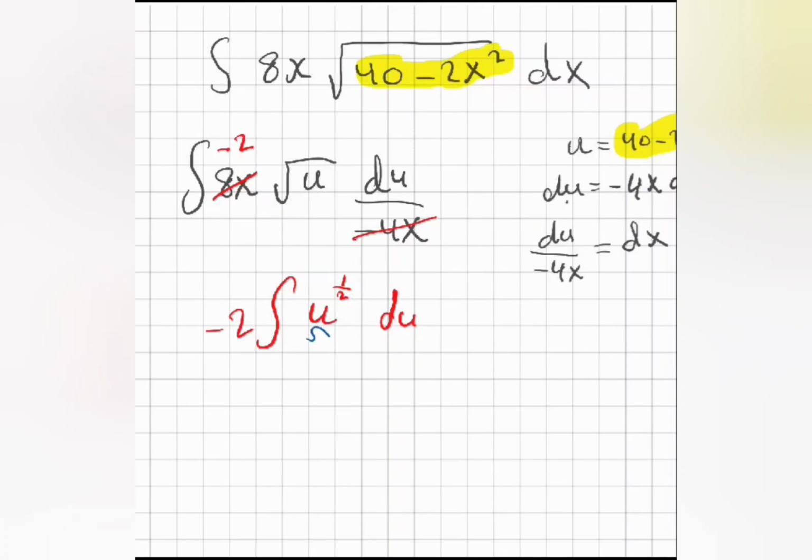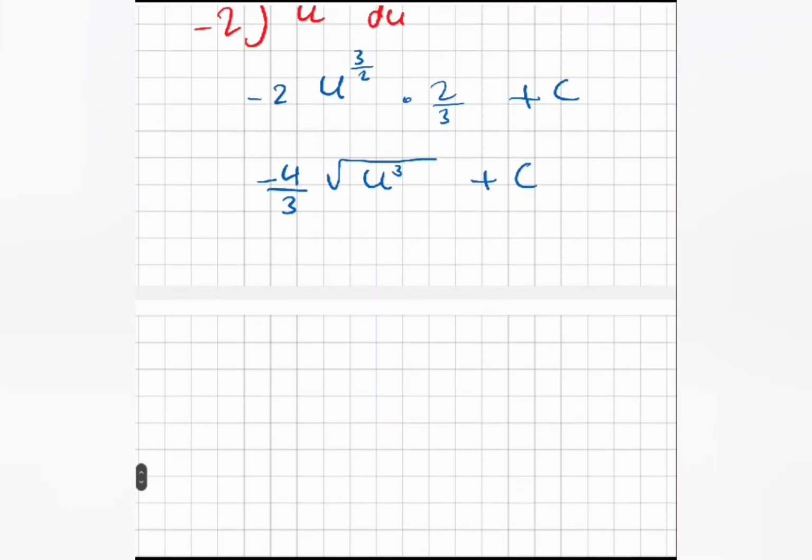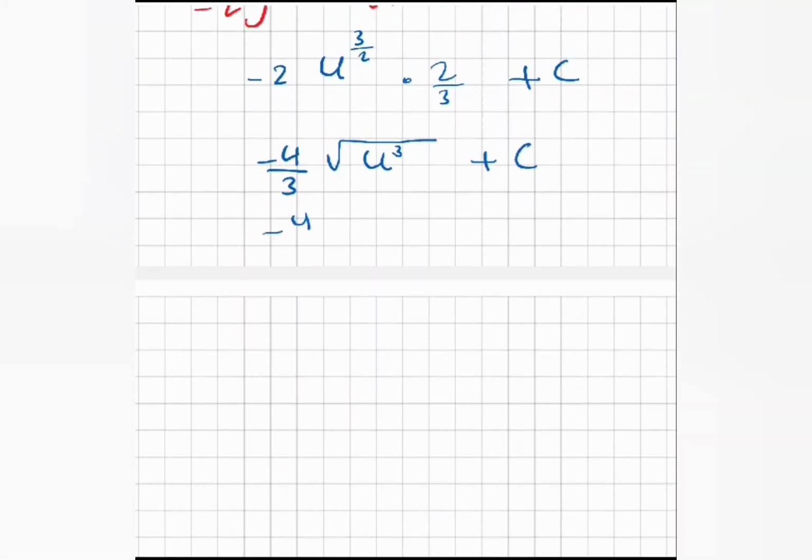1/2 plus 1 is 3 over 2. And then we could divide by 3 over 2 or multiply by 2 over 3, which is the better option. So negative 2 times 2/3, that's negative 4 over 3. Now the last thing we need to do is replace the u variable with 40 minus 2x squared. So the final answer is negative 4 over 3, 40 minus 2x squared raised to the 3 over 2 plus c. And that's all we need to do.